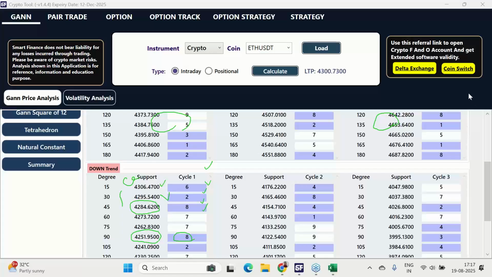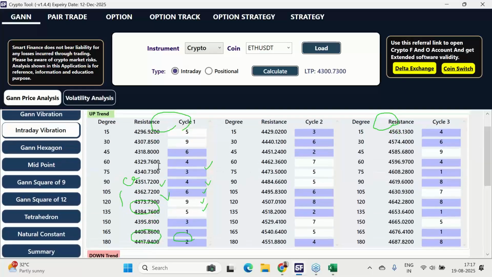These supports should be crossed over, then you should book your profit around 4329. So take the delta, multiply with this, add it to your option premium or subtract from your option premium and get the result. So this is a very layman's way you can do it.